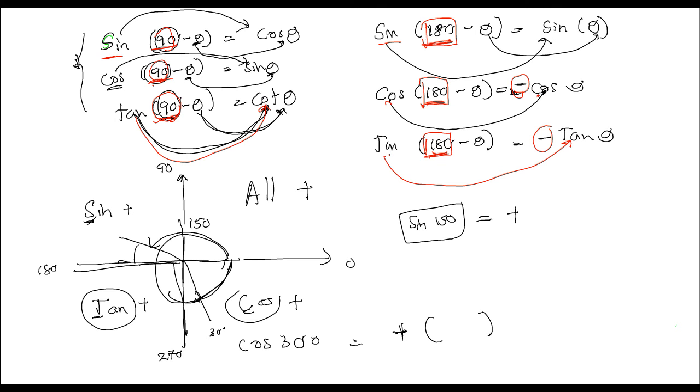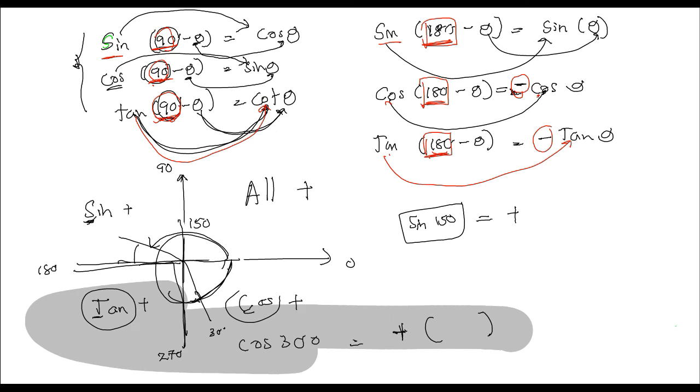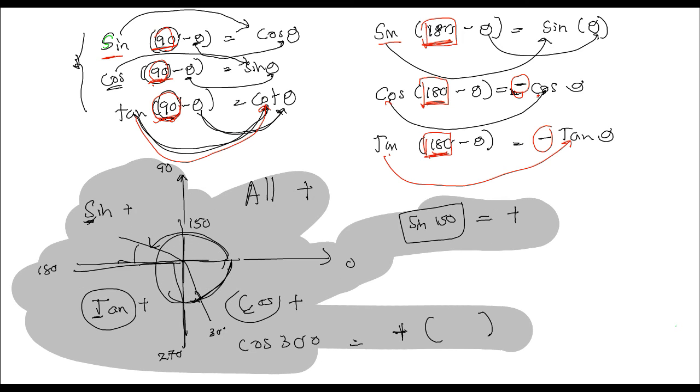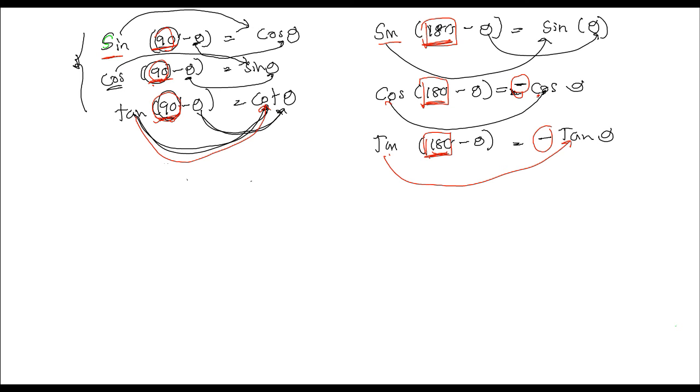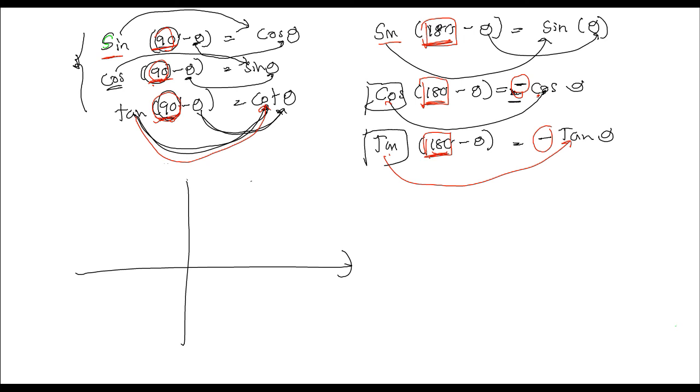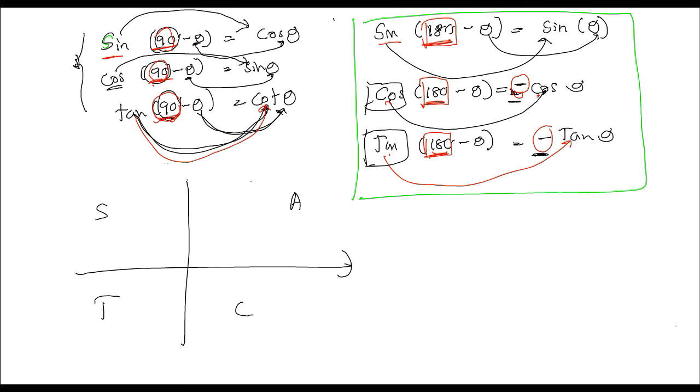Okay, now having said these things, I can now explain why we got cos to be negative and tan to be negative here. Now we have the quadrants ASTC. Now when I said 180, I'm looking at these ratios inside the green box.